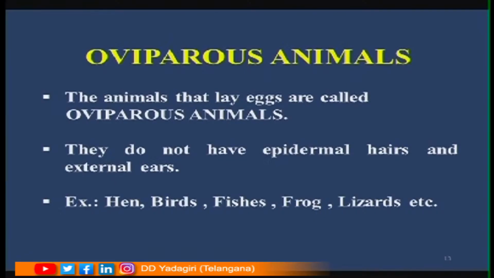So what are oviparous animals? The animals that lay eggs are called oviparous animals. They do not have epidermal hairs and external ears. Examples are hen, birds, fishes, frog, lizards, etc.